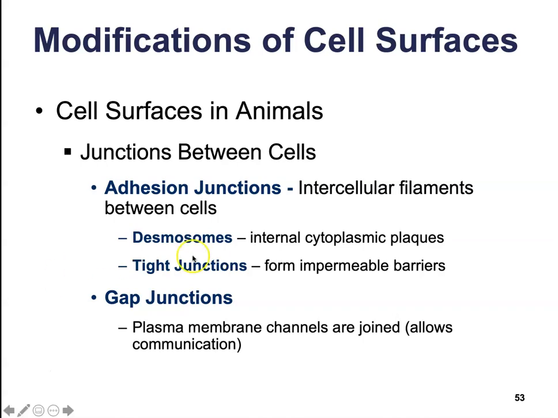On the other hand, there are junctions called gap junctions. And these are really basically channels within the plasma membrane that allow things to directly pass from cell to cell, okay? So that's what this is telling you here.